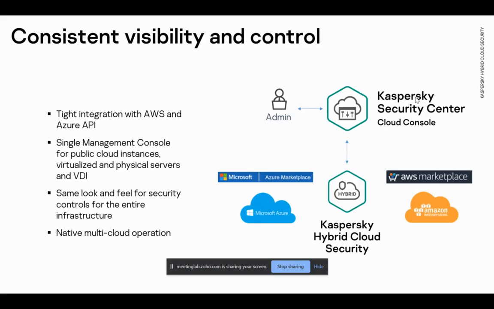Some customers even prefer to keep the console separate for on-premise architecture and for cloud architecture, so we also support that. You can have the hybrid cloud security management separate for cloud, separate for on-premise, or you can have a single instance which manages both. So it's a very flexible architecture, and the customer is free to use whatever architecture he wants.